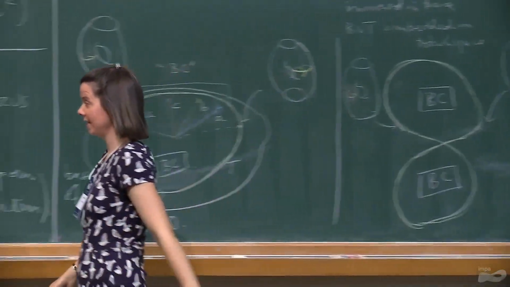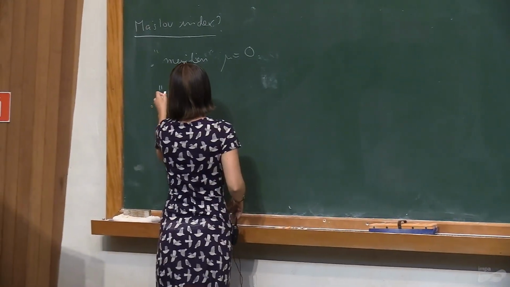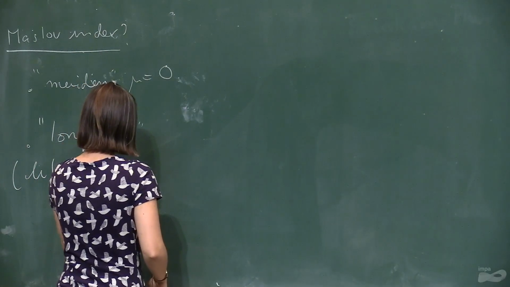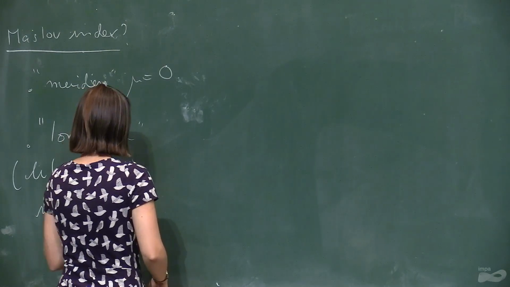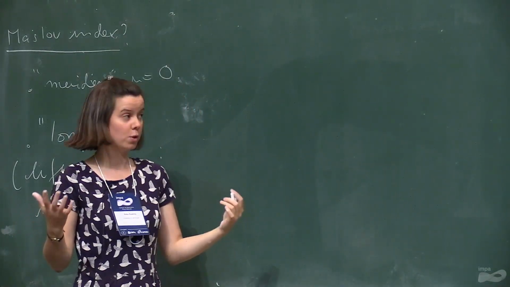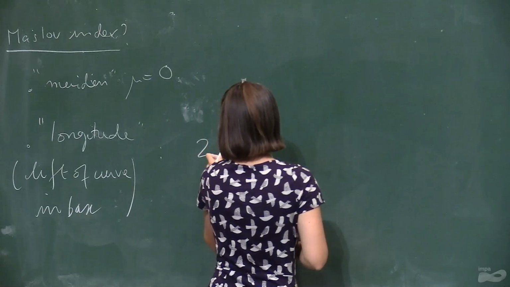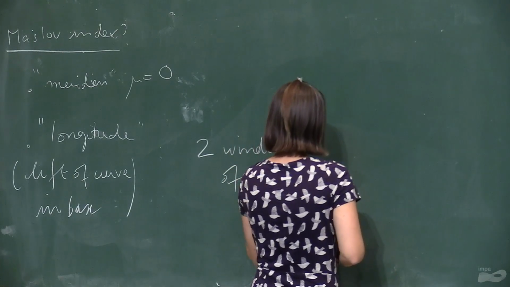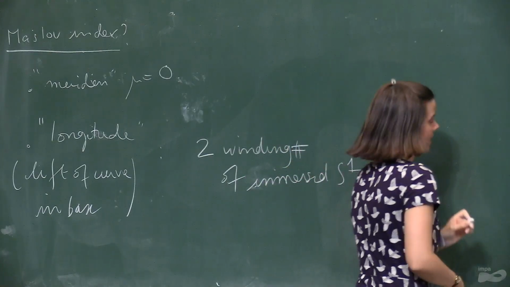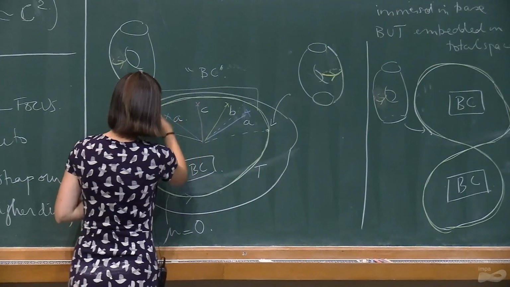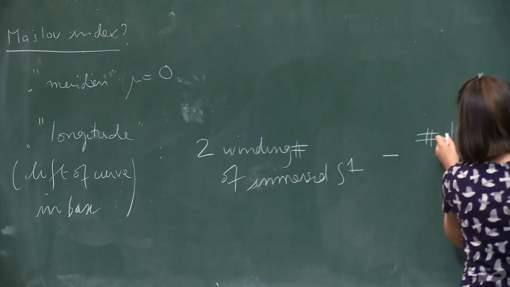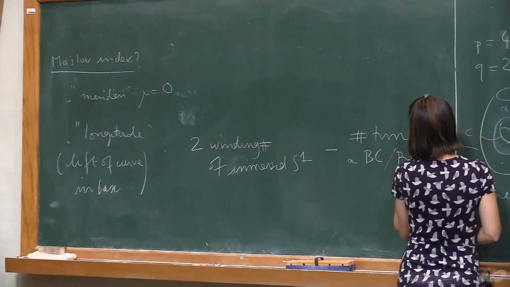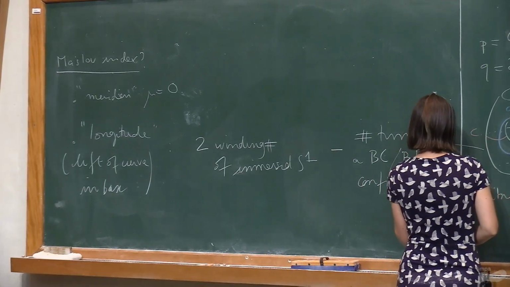So what this is telling you is the Maslov index of the longitude, as it were, by which I mean the lift of the curve in the base. This is the thing you'd expect if you didn't have the monodromy, so twice the winding number of the S1, minus the signed number of times a BC, BB, or CC configuration is traversed.